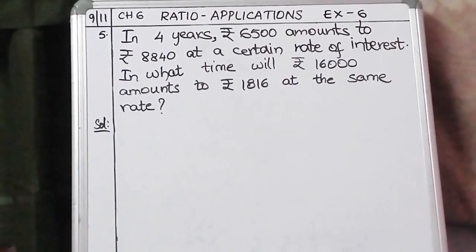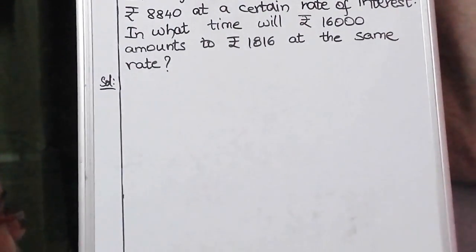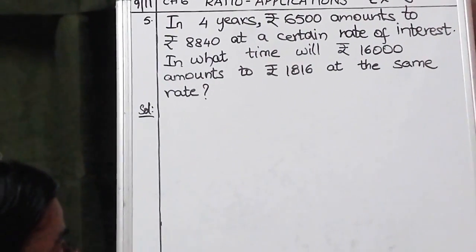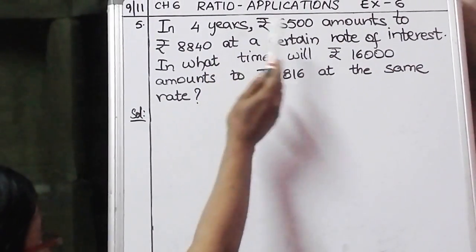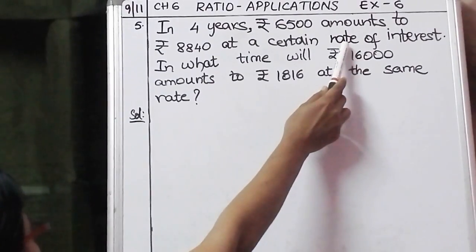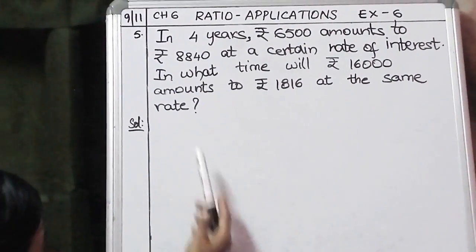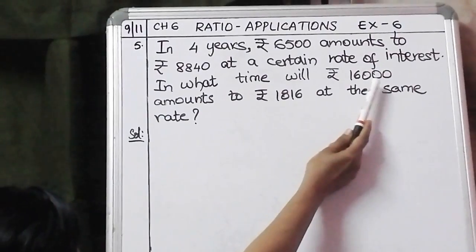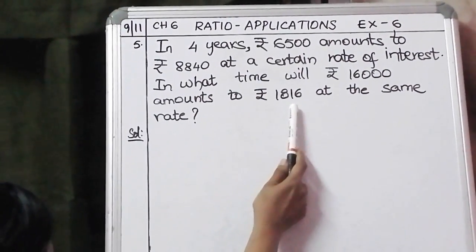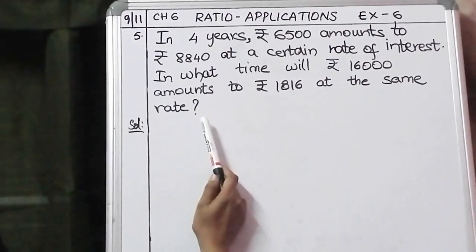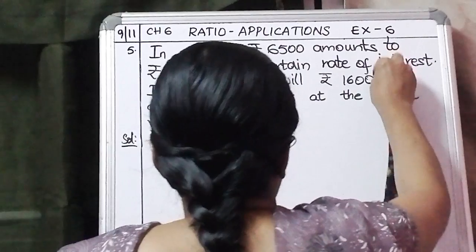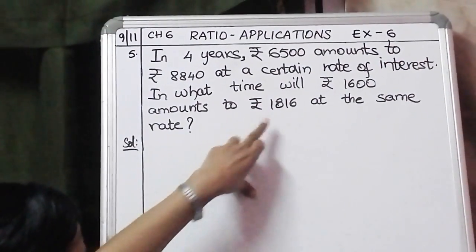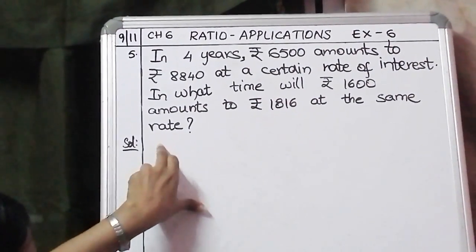Let us do the fifth question. In 4 years, rupees 6,500 amounts to 8,840 at a certain rate of interest. You don't know the rate of interest. So the first part is you are going to take this part and find out the rate of interest. Then let us read. In what time will 1,600 amount to 1,816 at the same rate? This is not 16,000, it is 1,600.